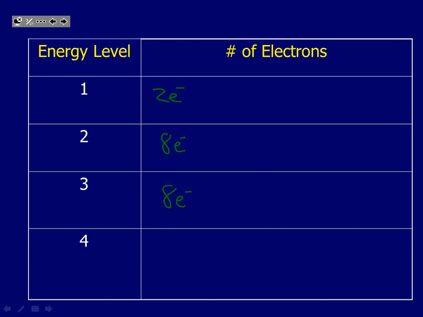Now, strange things happen in the fourth. You're going to count across. You're going to get a number. But this isn't really the way the atoms behave. Goofy things happen in the transition metals.